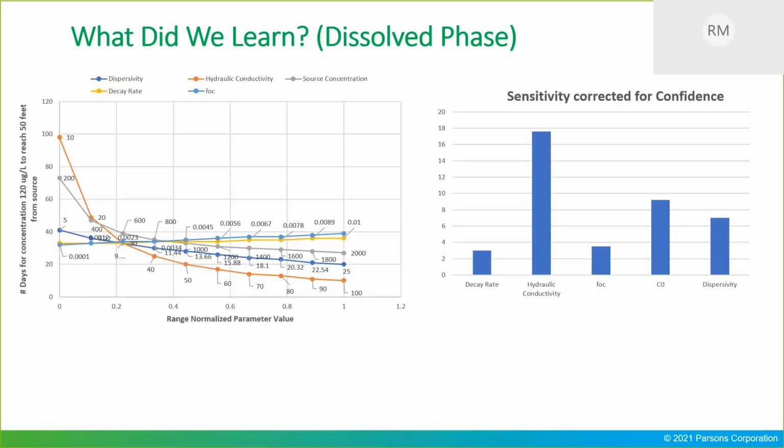maximum sensitive parameters are hydraulic conductivity and dispersivity, as I previously mentioned, and also the combined depletion metrics, that is decay rate and FOC, are also significantly sensitive. So now I would like to ask Ranga to go over to the NAPL evaluation.